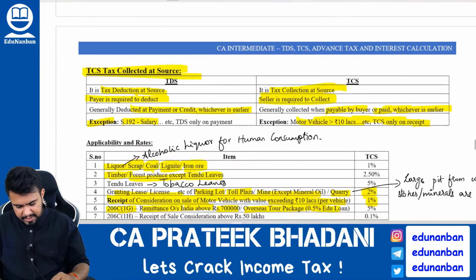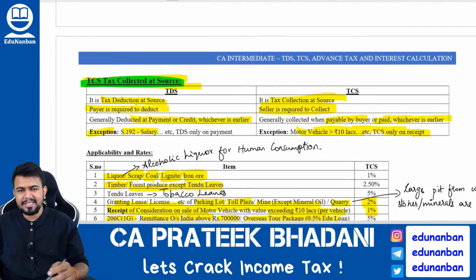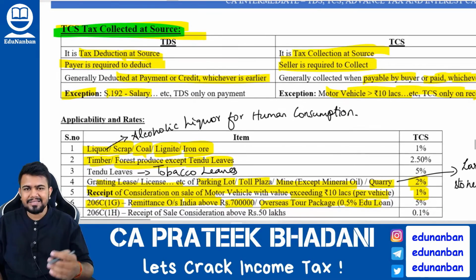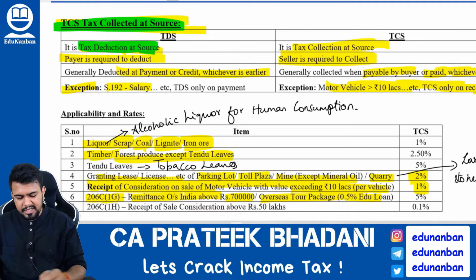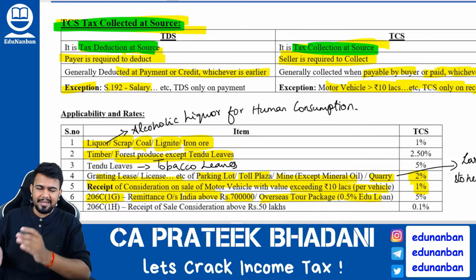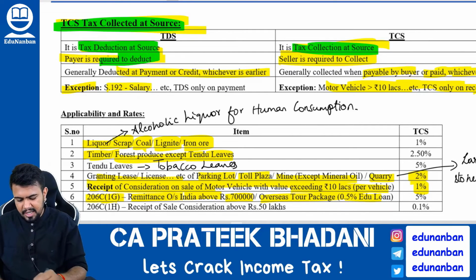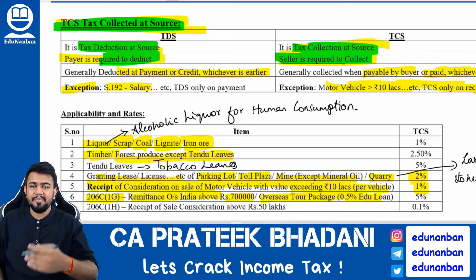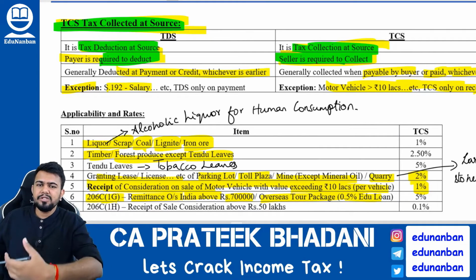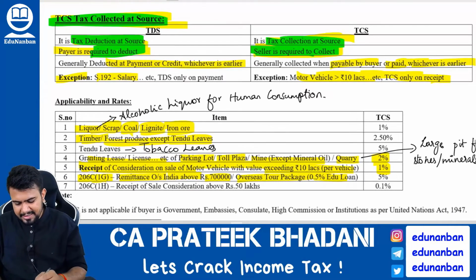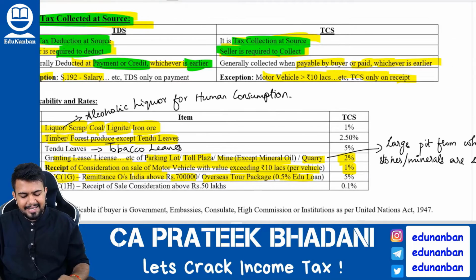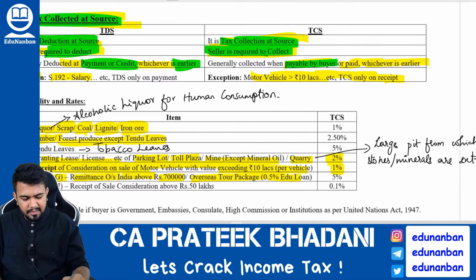Next, now let us discuss TCS. TCS means tax collection at source. So what is the difference between TDS and TCS? TDS is tax deduction at source, TCS is tax collection at source. In TDS, the payer is the deductor, hence the payer is required to deduct the TDS. However, in TCS, the seller, that is the payee, the person who is receiving the payment, collects the TCS from the person who is giving the payment. Generally it is collected at payment or credit, whichever is earlier, that is when the amount is payable by the buyer or actually paid by the buyer, whichever is earlier.